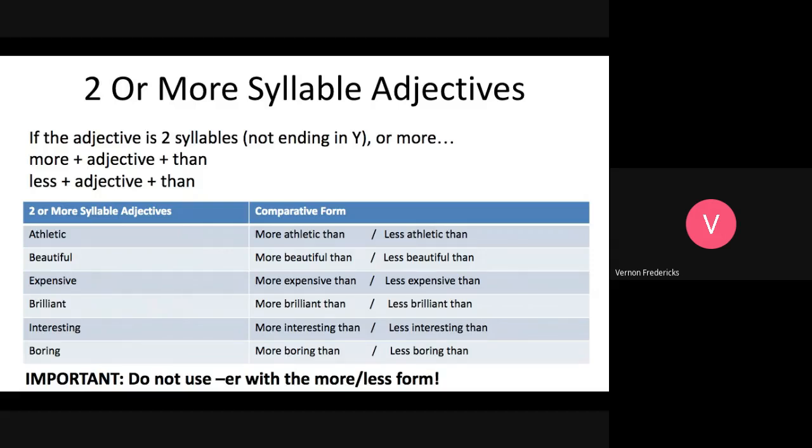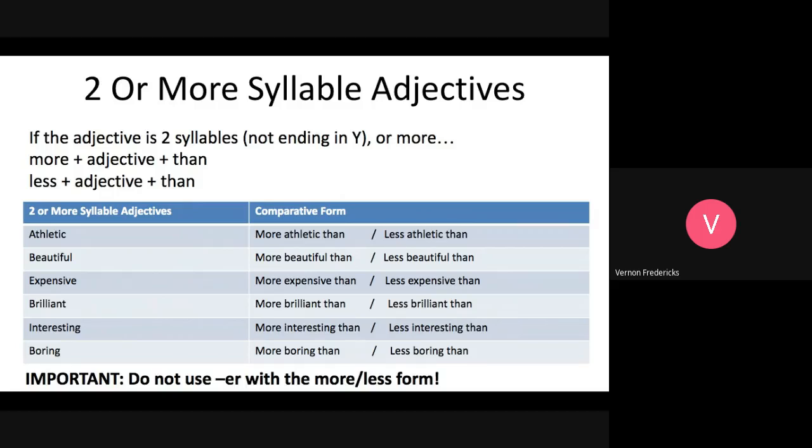Next adjective is boring. Boring. That's about two syllables there: bore and ring. In the comparative form, I can say more boring than or less boring than. So in a sentence, I can say, mathematics is more boring than English. And the opposite, I can say English is less boring than mathematics. An example, students.